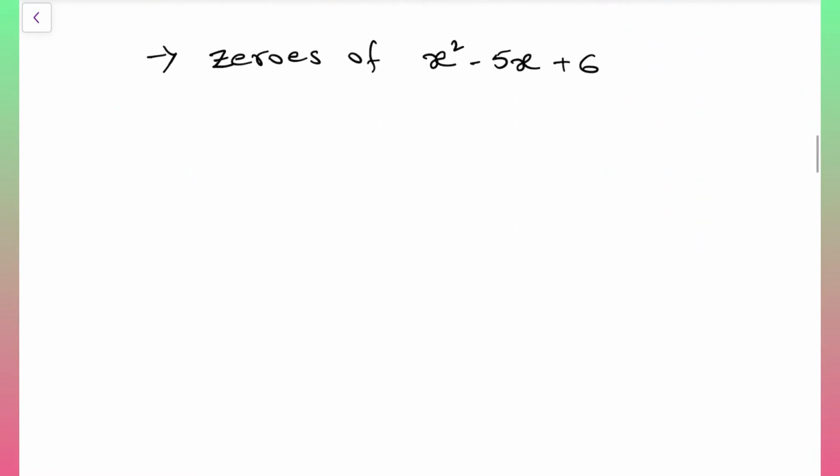Next, zeros of x square minus 5x plus 6. Now what exactly is the difference between the previous two questions and this question?